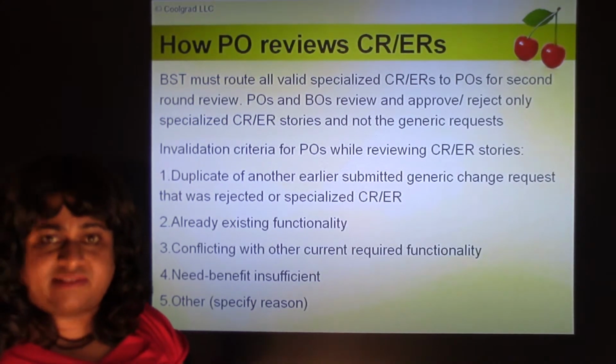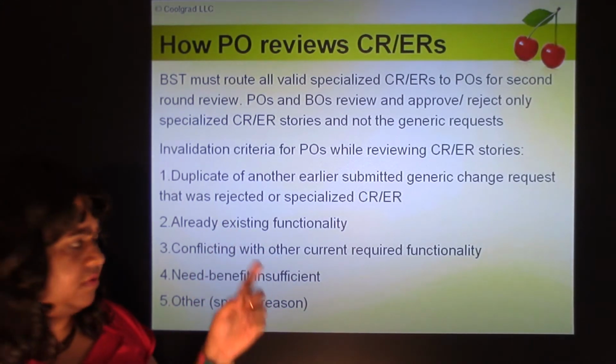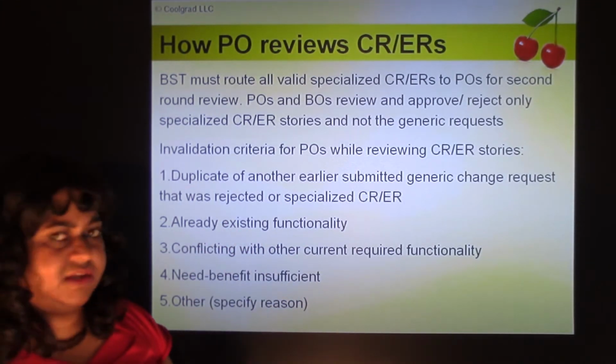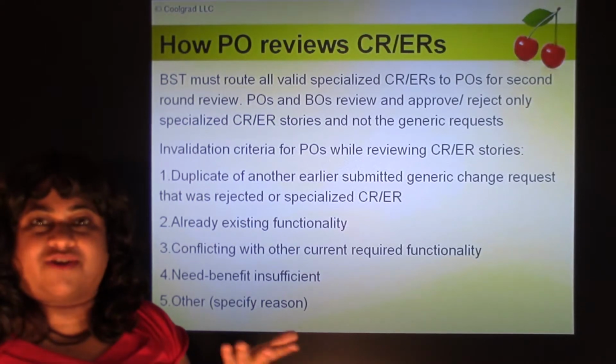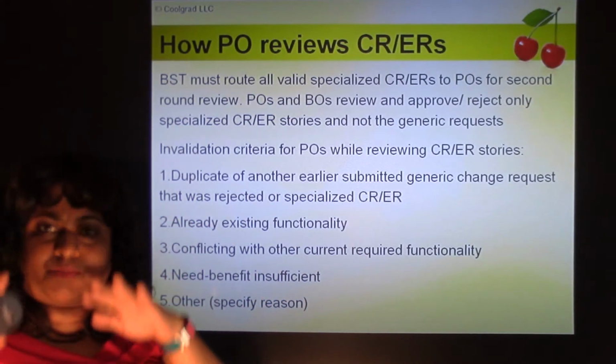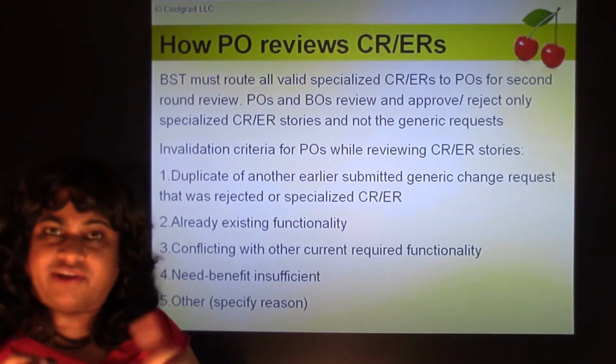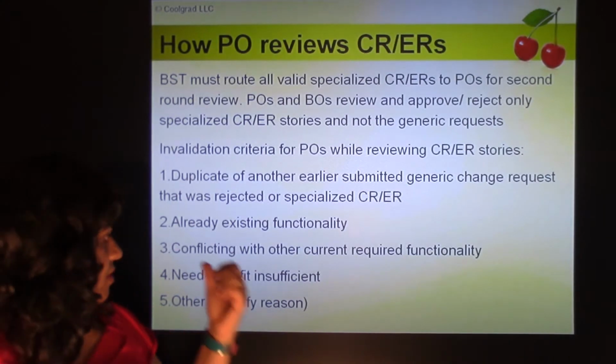It's still a duplicate, it's still invalid. So he can mark it duplicate and mark it invalid and reject it. Already existing functionality. So they're requesting this new enhancement or change request, and the BST thought it's a valid change request or enhancement request, but the product owner was able to identify that it's already existing functionality. So the product owner can mark it invalid.